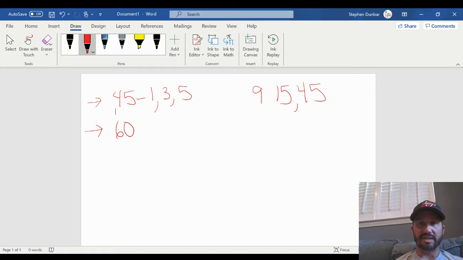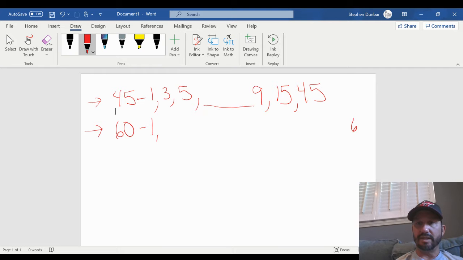5 times 9. So when you do it this way, you've already narrowed it down. The only numbers left are 6, 7, and 8. 6 doesn't divide in, 7 does not, 8 does not. So your factors of 45 are 1, 3, 5, 9, 15, 45. 60 is going to have a longer list here. So we're going to again pair it up.